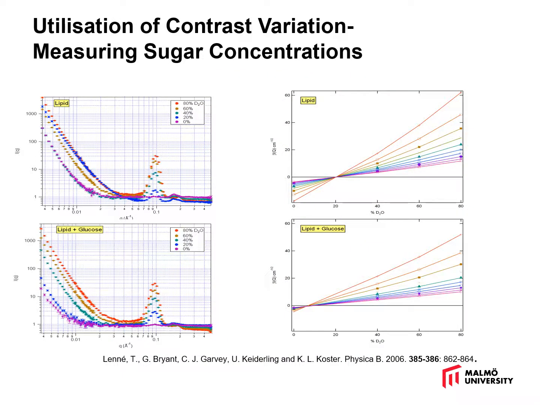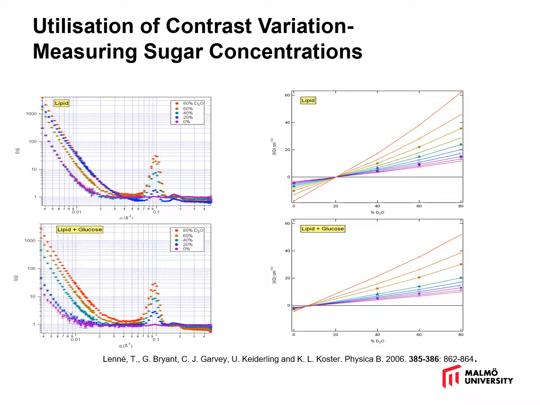Here's a very simple illustration of the power of deuteration from my own work. What we have here is a mixture of a lipid, and in the top left-hand corner we've measured the scattering curves as a function of the ratio D2O-H2O in water. Then we've done the same thing with some glucose. If you look at the right-hand side, we've plotted the square root of the intensity as a function of the H2O-D2O ratio.